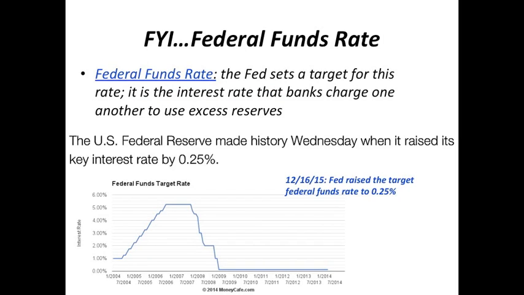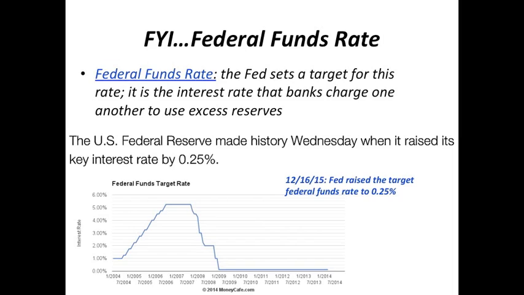Okay, one last slide here. A term that you may come across is the federal funds rate. And the federal funds rate is the interest rate that banks can charge one another to use excess reserves. In other words, if a bank wants to get access to more money because they need to meet the reserve requirement or they want to lend more money, they can borrow money from another bank instead of the Fed. And so the Fed tries to set a target for this rate, the federal funds rate.